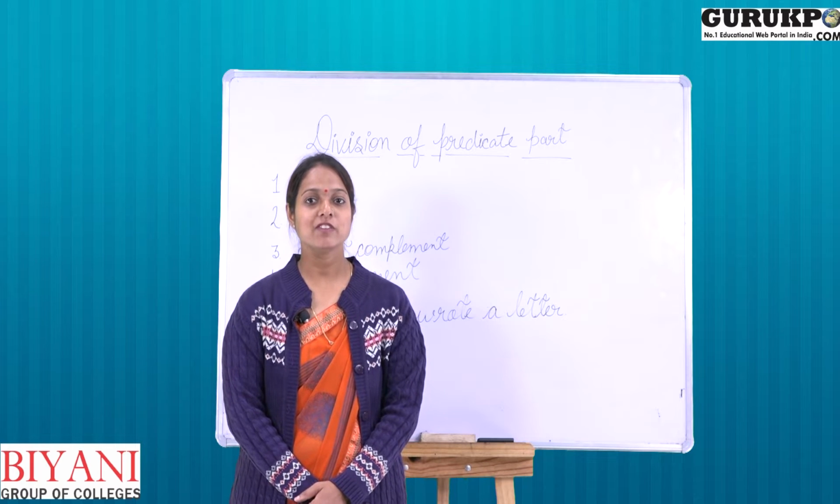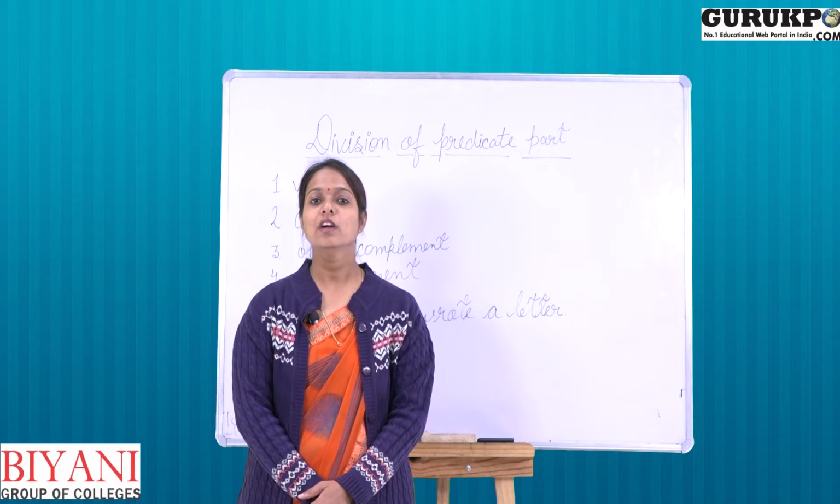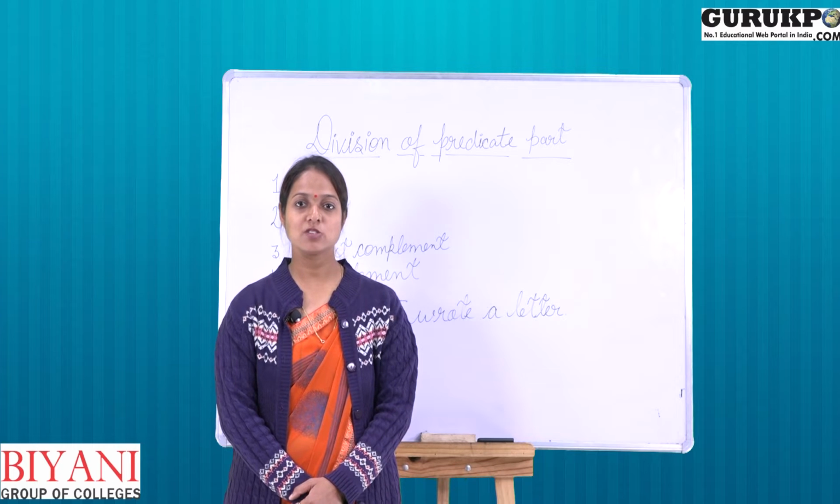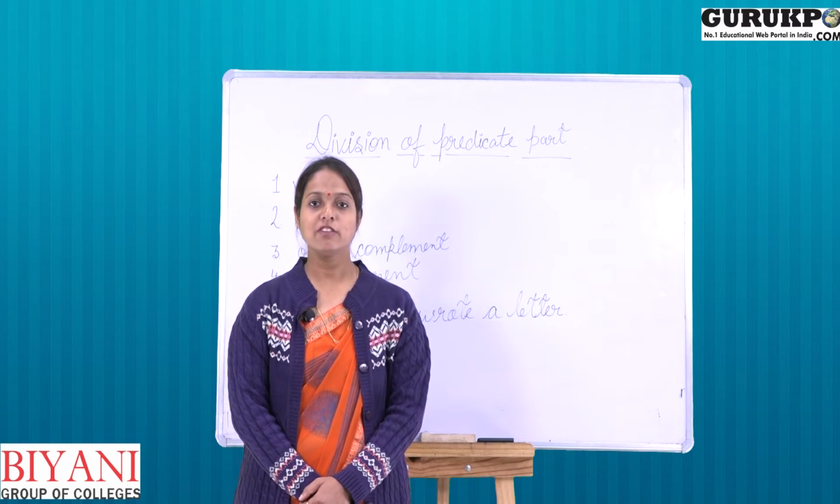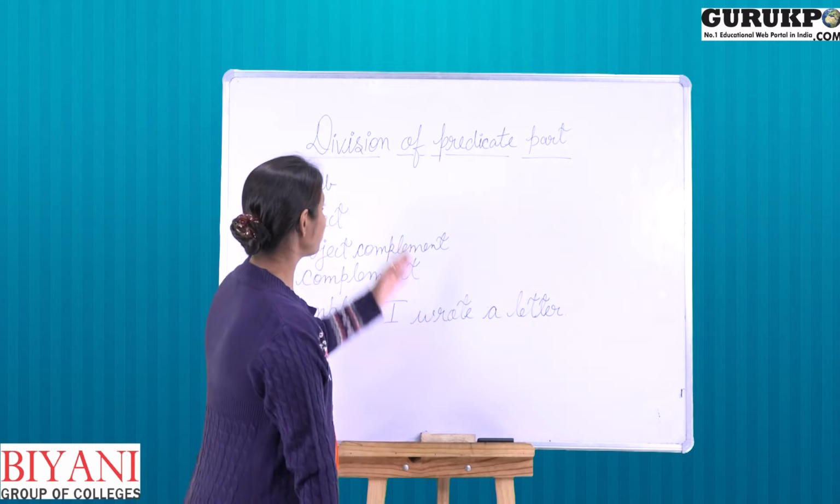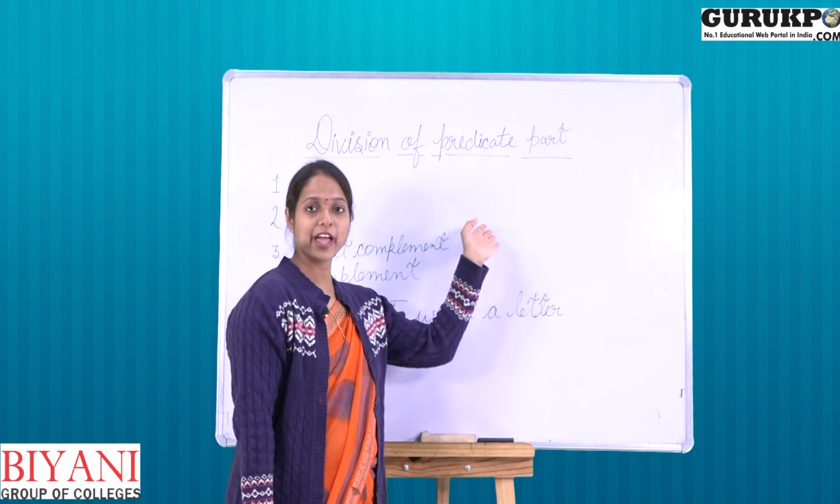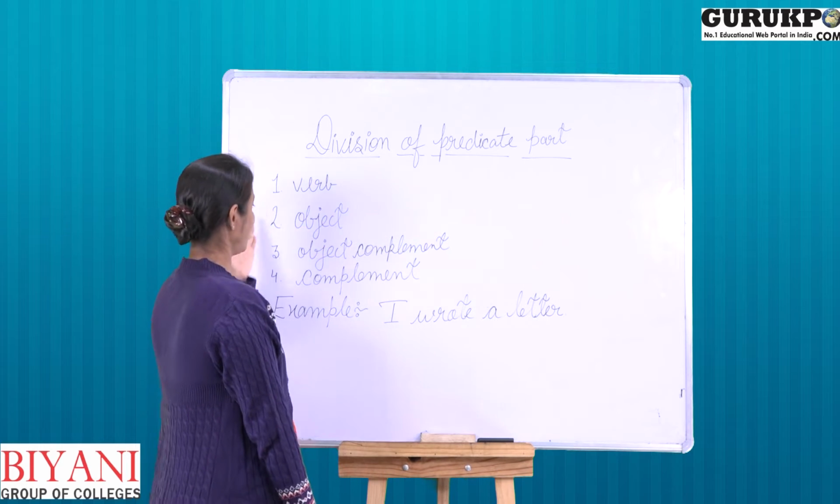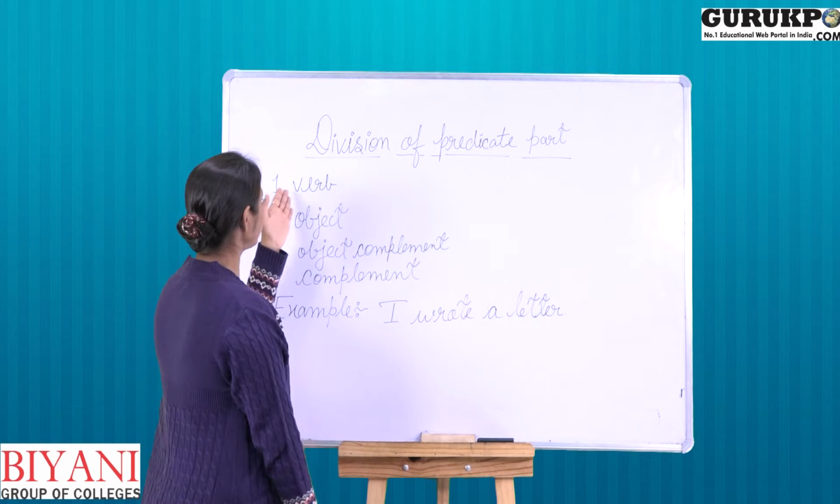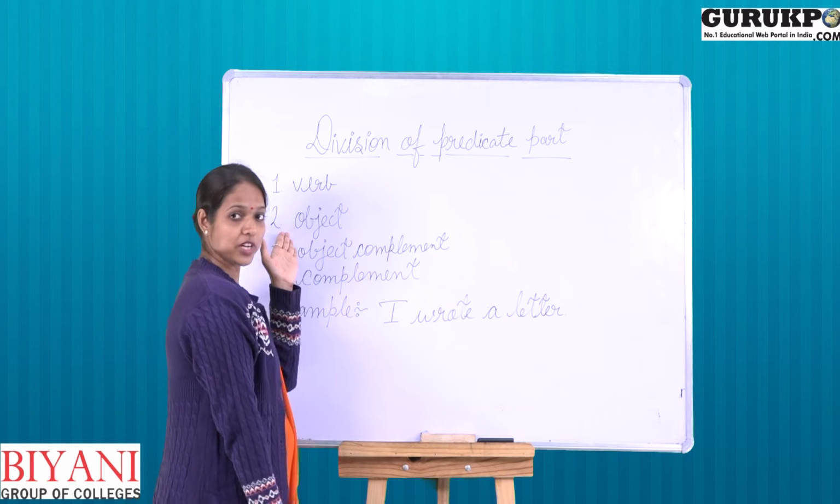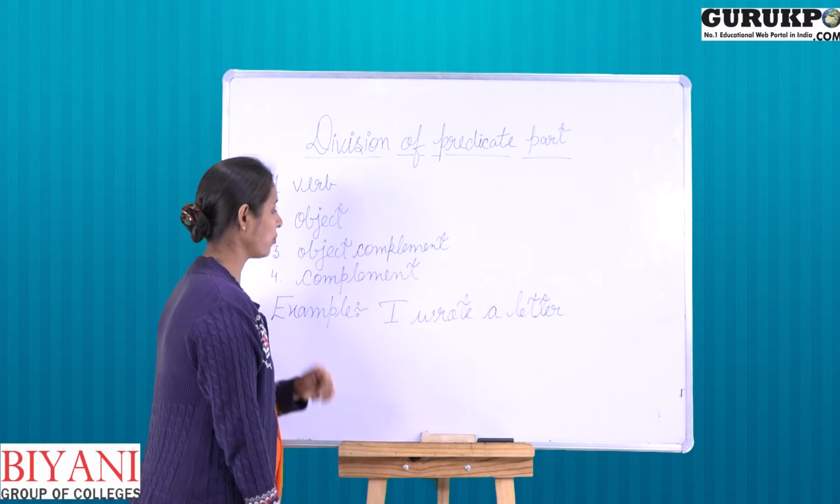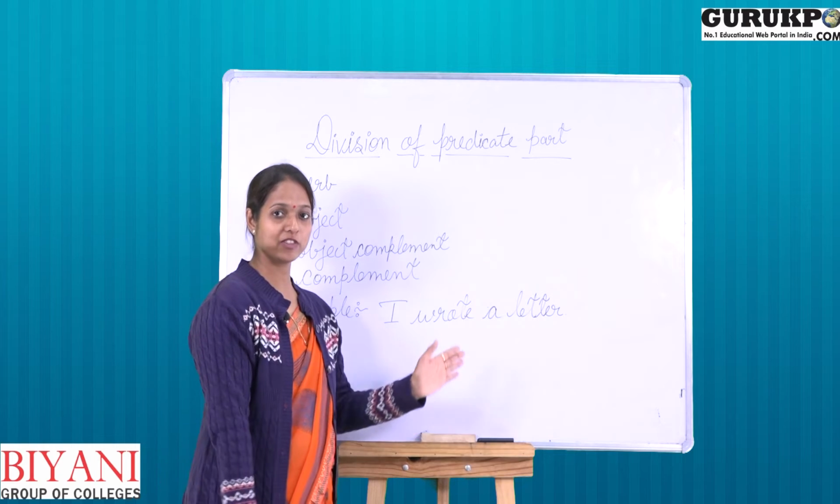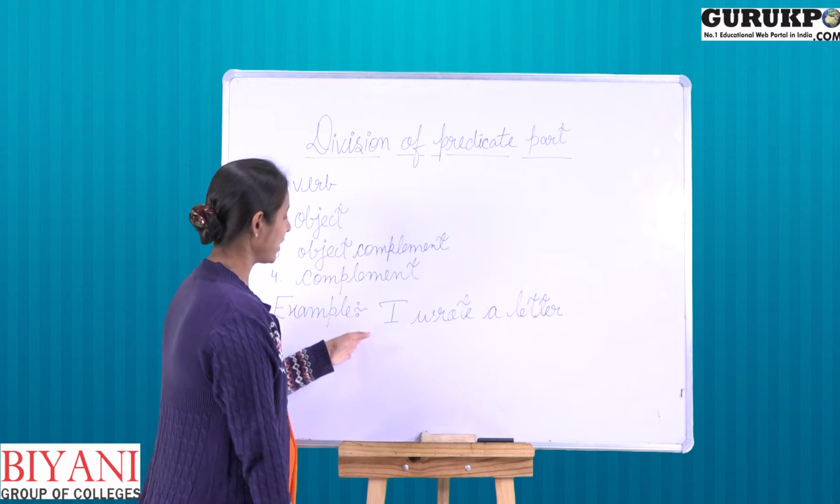Subject is the main part which is containing a person or some kind of noun, and in the predicate part we have these main elements: verb, object, object complement and complement. For this we will understand it by an example.